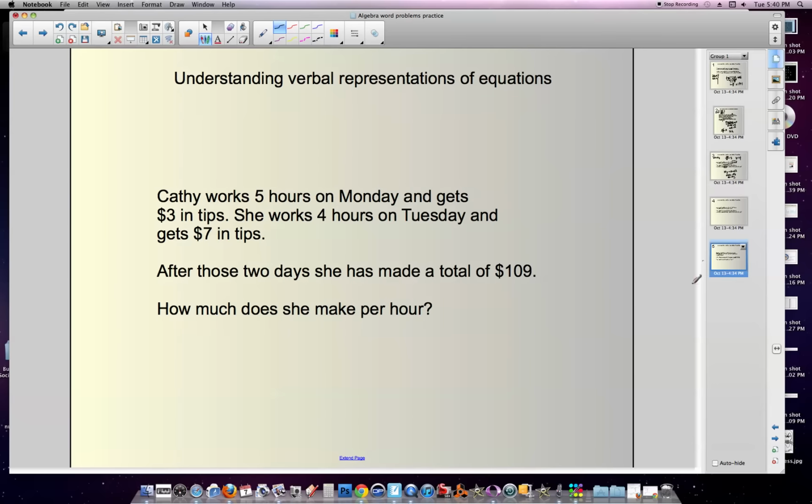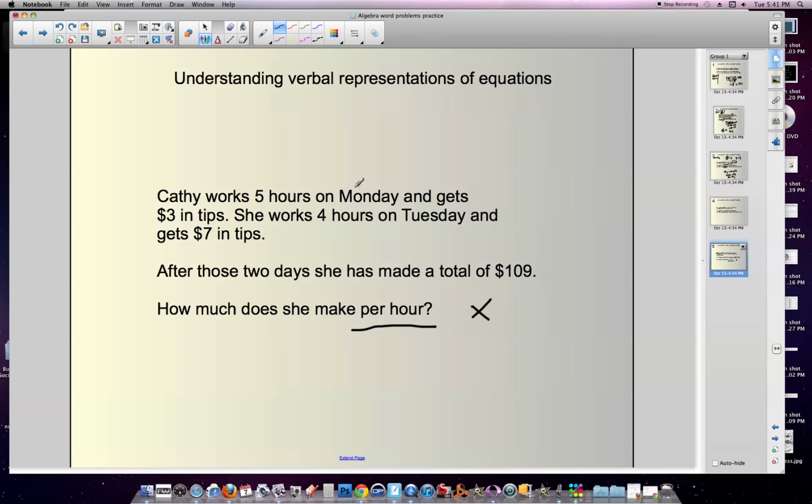Last problem we're going to work on. Kathy works 5 hours on Monday and gets $3 in tips. She works 4 hours on Tuesday and gets $7 in tips. After those 2 days, she's made $109. Okay, so let's think about this. We're trying to figure out how much she makes per hour. I'm going to go ahead and say that that's x.